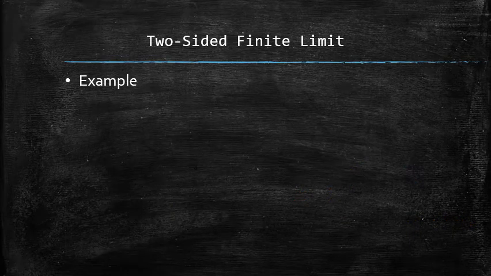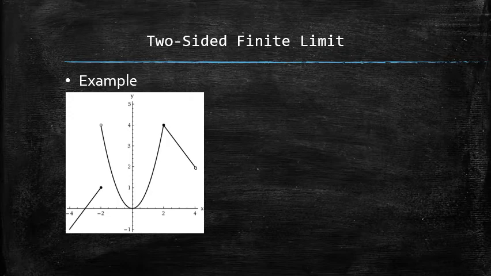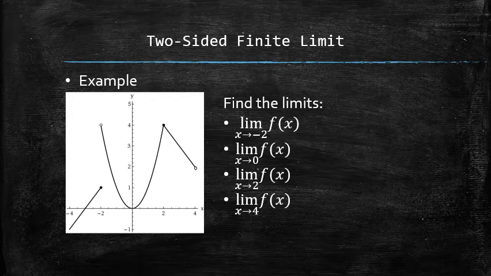Let's do an example. Consider a function defined by the following graph, and let's find the following limits. In other words, let's write the two-sided limit statements to describe the behavior of the graph at the following locations when possible.